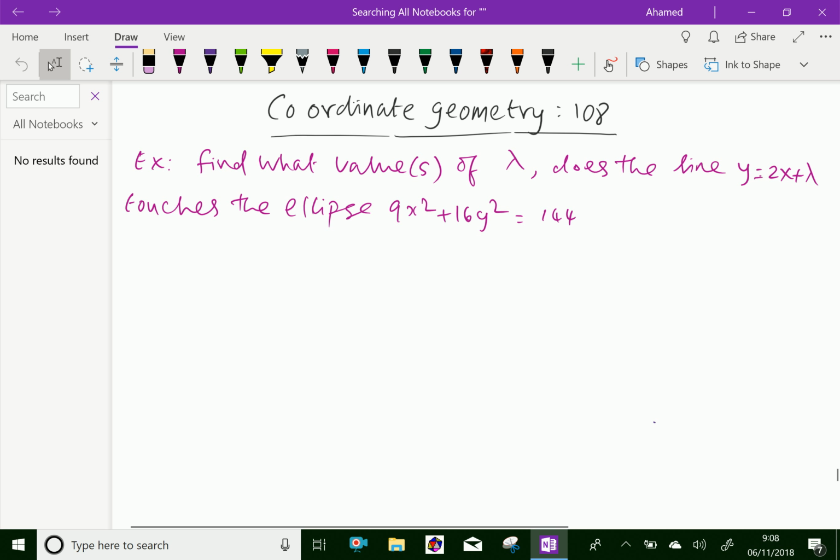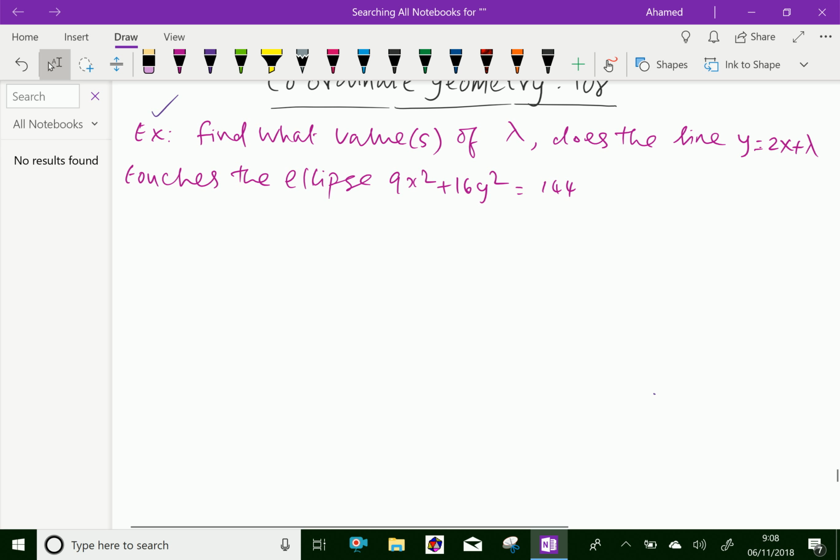Look at this example. Find for what values of lambda the line y equals 2x plus lambda touches the ellipse 9x squared plus 16y squared equals 144. Now, let us write the equation of the ellipse: 9x squared plus 16y squared equals 144.